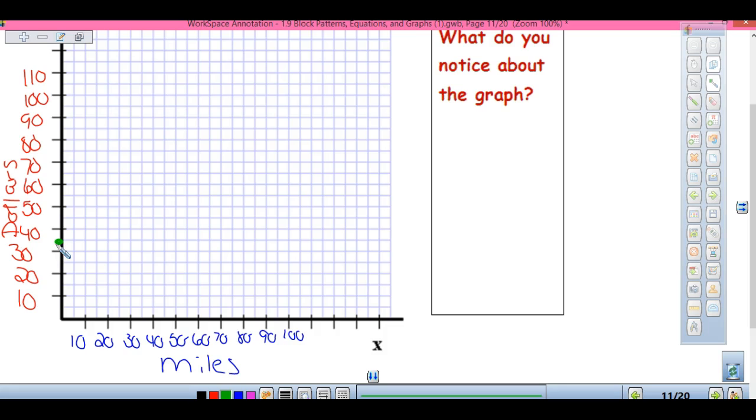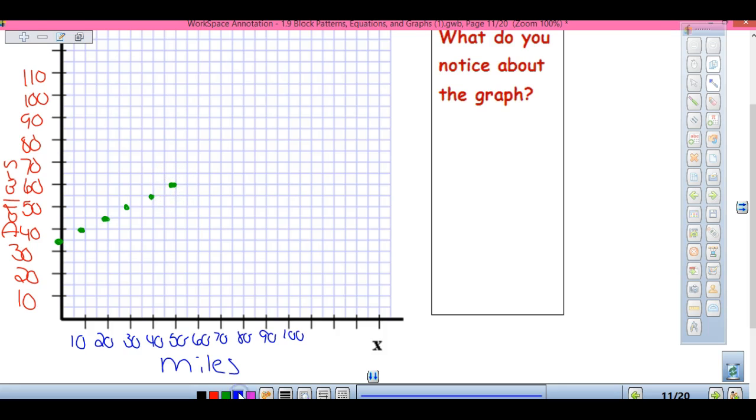Okay, so then let's talk about 10 miles. When he went 10 miles, he charged us 40. So 10, 40, 20, and 45. Make sure you're on the right lines. I'm getting confused. 30 and 50, 40 and 55, 50 and 60, right?